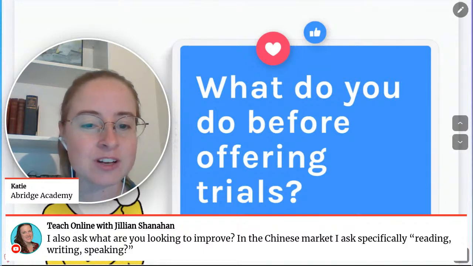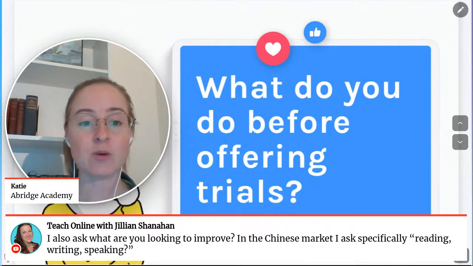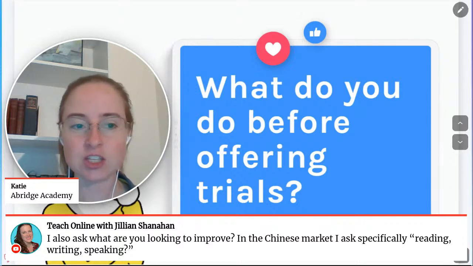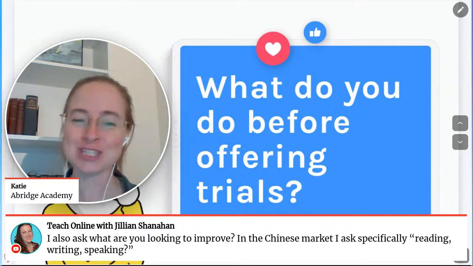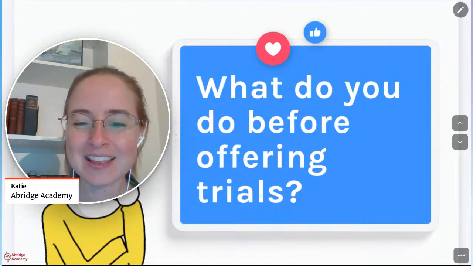In the Chinese market, I specifically asked reading, writing, speaking. Yes, particularly there's a language barrier. It does help to clarify when you say, what are you looking to improve? Because they're going to reply back, I want to improve my English. Great, I knew that. What English? What specific skills? What specific aspects are you struggling with? That's what you want to know.